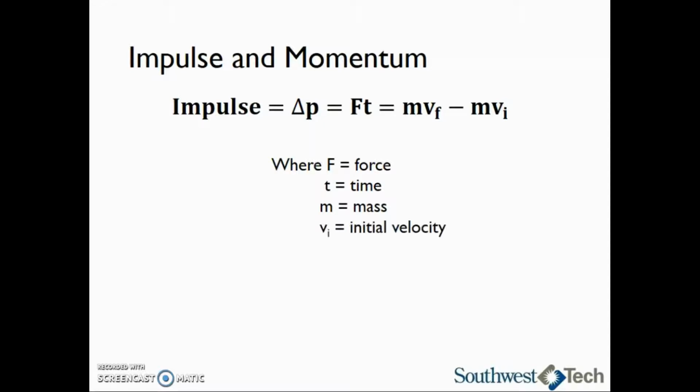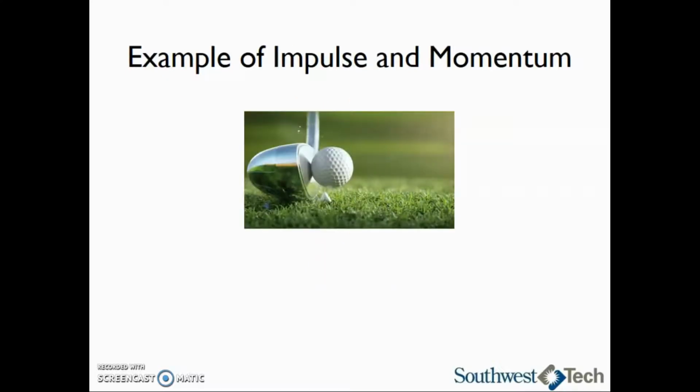Also, since we know that momentum is equal to the mass times velocity of an object, we can say that all of this is equal to mass times the change in velocity, or m times the final velocity minus m times the initial velocity. We can set any two sides of this equation equal to one another to solve for a missing variable. Before we do any impulse calculations, let's take a look at a conceptual example involving golf.